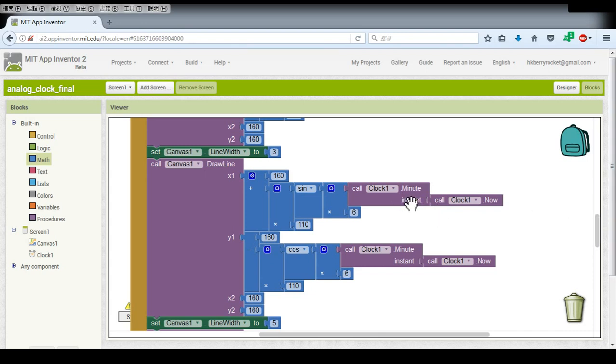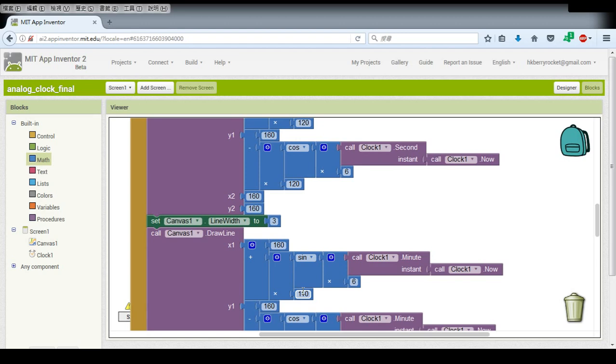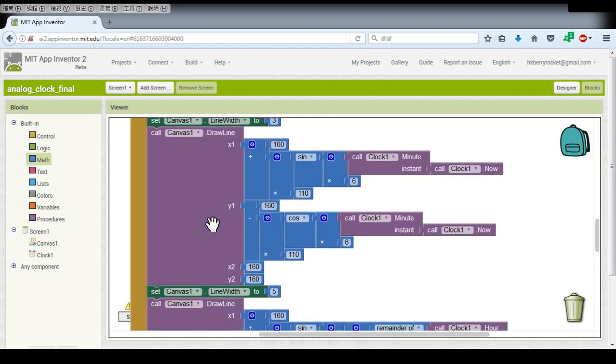So we need to consider how many minutes it takes to complete a cycle, 360 degrees. So we have 60 minutes in an hour, which form a cycle. So 360 divided by 60 minutes is 6. So each minute is 6 degrees. And here 110 is the length of the line. So we just put a number slightly smaller than 120. So for the y coordinates, it is the same as the x.